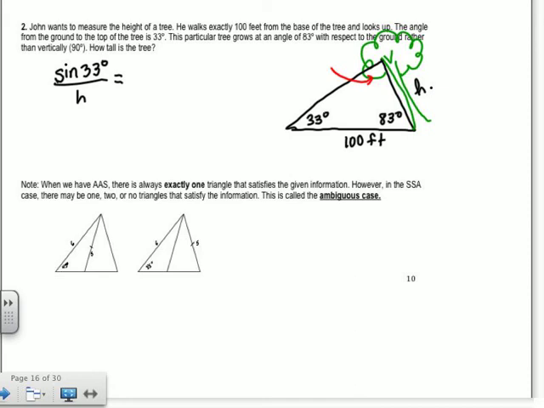This angle right here is going to be 33 plus 83, and you're going to subtract it from 180. So in other words, 180 minus 33 and then minus 83. Because it's always the angle that you have over the side length across from it. So h was across from the 33.